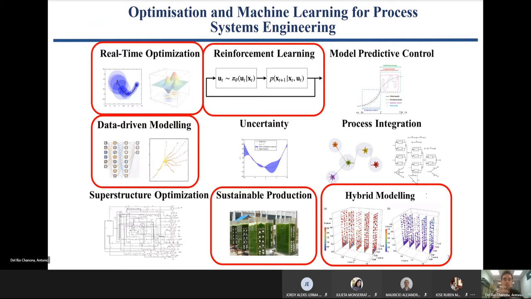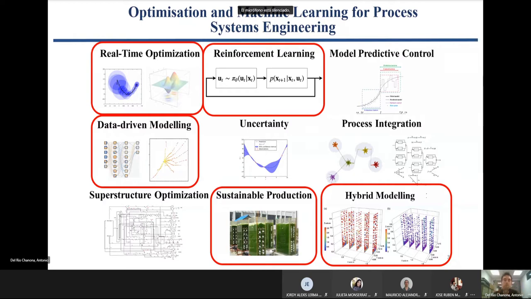So my group is the group of optimization and machine learning for process systems engineering. And these are the nine main areas that we focus on. Today I'm going to be talking about different topics that are interrelated, but that mainly cover these five areas that I'm outlining, and particularly, obviously, sustainable production and processes.